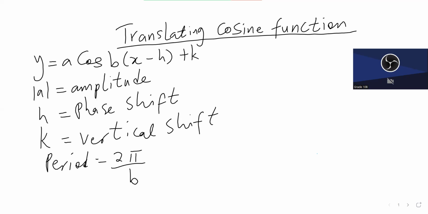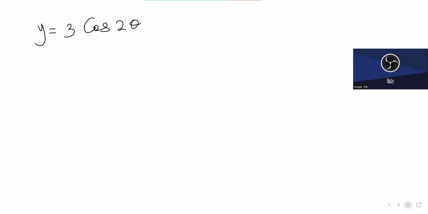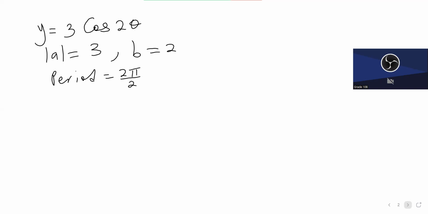Let's take an example of a parent function. Let's say we have y is equal to 3 cos 2 theta. In some books, they might say cos 2x. They might substitute the theta for x. So for example, if we have this here, then our amplitude is 3 and b is equal to 2. Therefore, our period for this function is 2 pi divided by 2, right? So our period becomes pi. Our period for the function becomes pi.